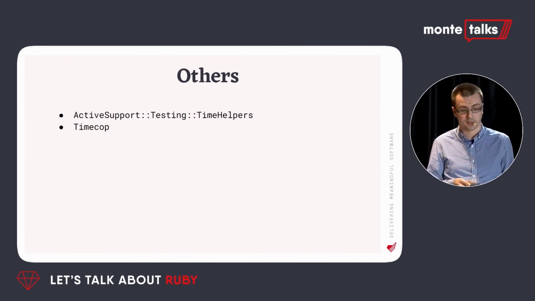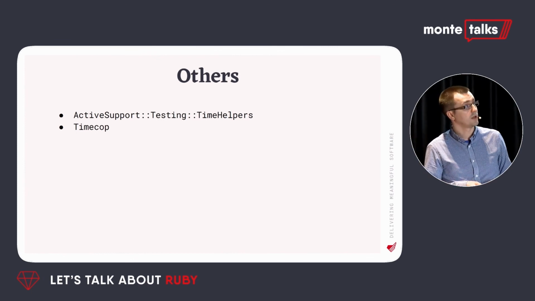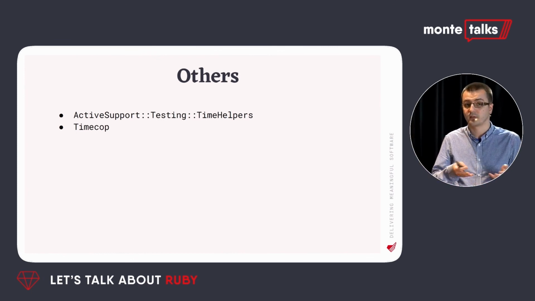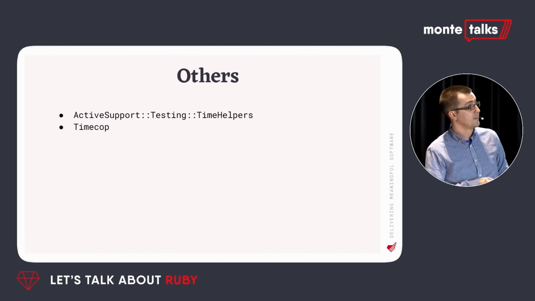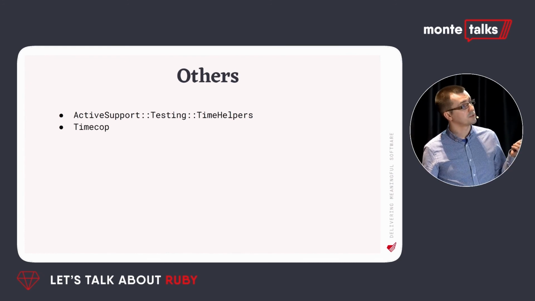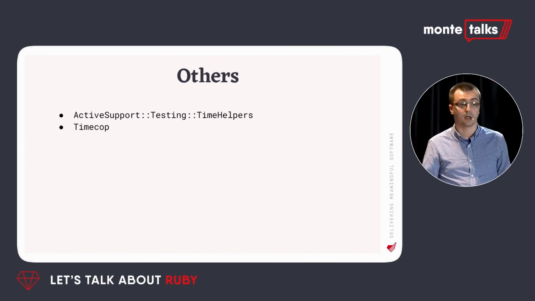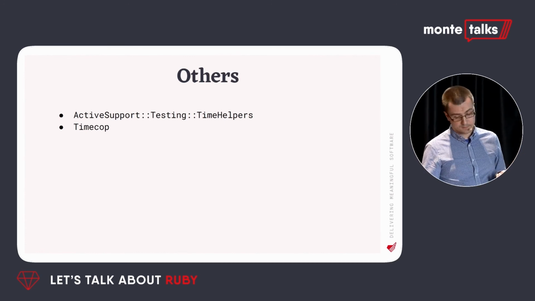So, for example, we can simulate that today is 1st January, because some logic in our code behaves differently on 1st January than on any other day. We can also use Timecop for a similar purpose. I mean, mocking the current time in the system. This is a Ruby gem which can be used.